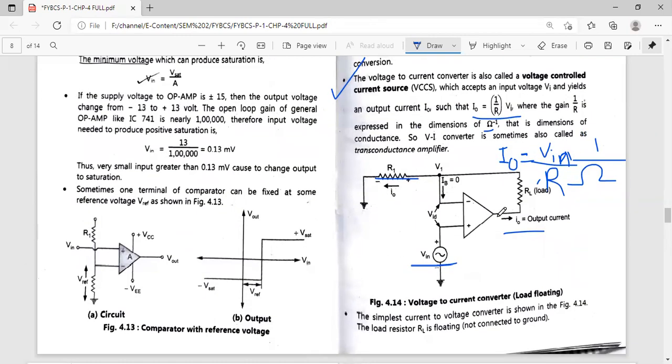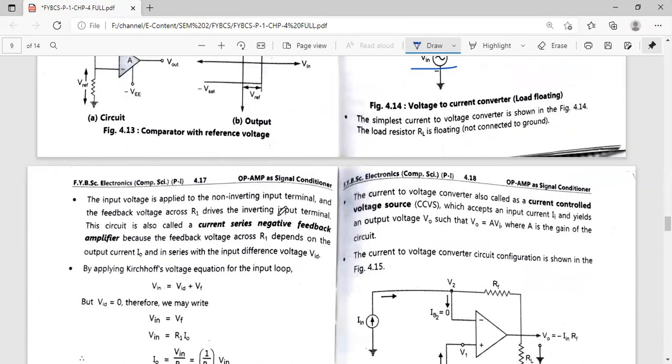A small portion of the output we have to feed back to the input, and that feedback is done through the R1 resistor, correct? So this circuit is also called a current series negative feedback amplifier. Understand one more thing, it has a fourth name, that is current series negative feedback amplifier. So there is a single circuit which can be identified by four different names. Why is it called a current series negative feedback amplifier?